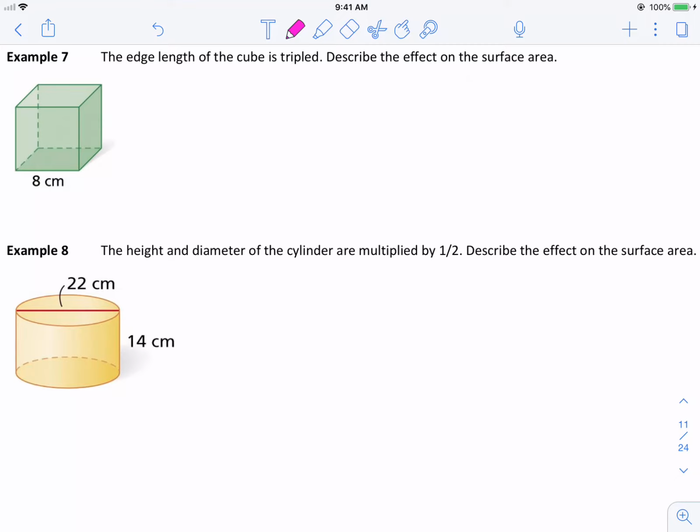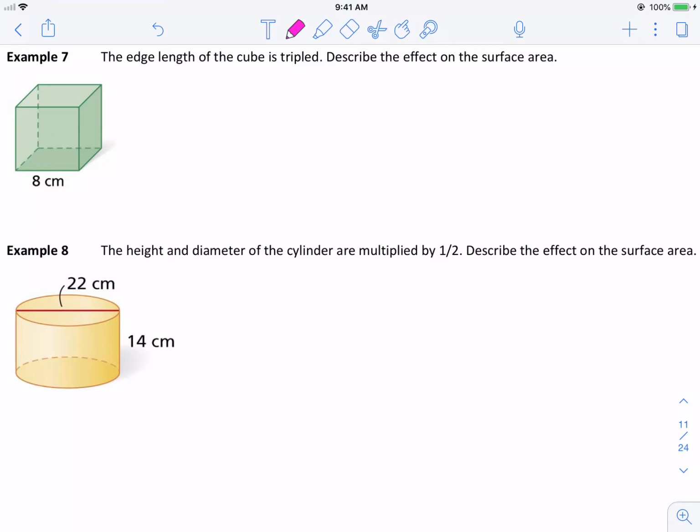In examples 7 and 8, we're looking at dimensional change. With regards to surface area, this idea is pretty similar to something that we talked about in chapter 9. Area is just like surface area. They're both two-dimensional measures. I mean, they're measuring the exact same thing.